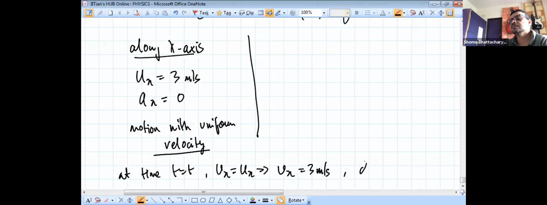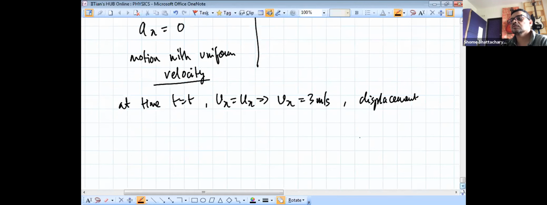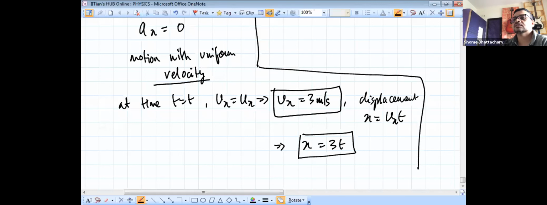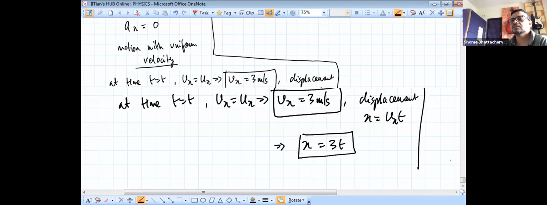And the displacement along the x-axis, how much will that be? It will be vx into time. So the displacement as a function of time will become 3t. This is what is happening along the x-axis. Okay. Now similarly, what's happening along the y-axis? Let's understand that next.